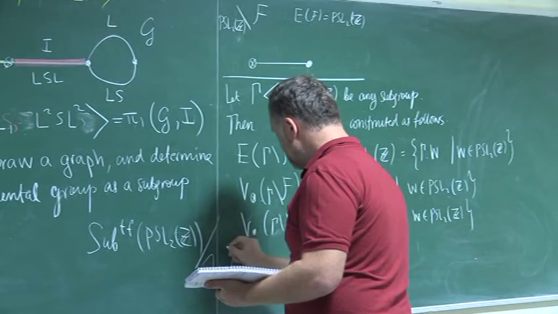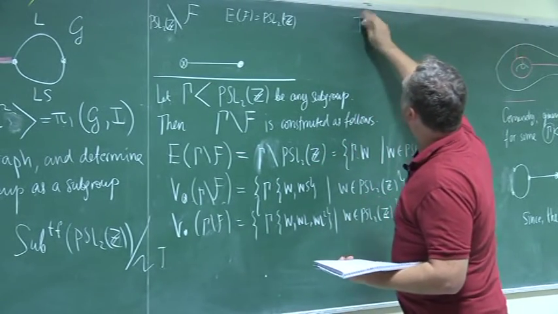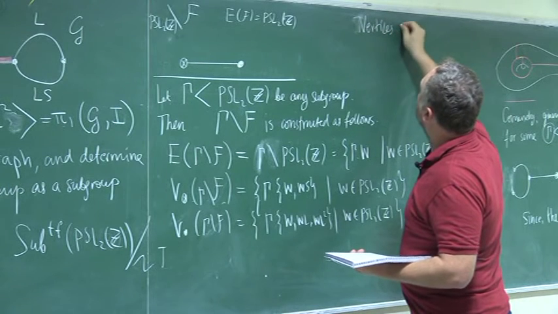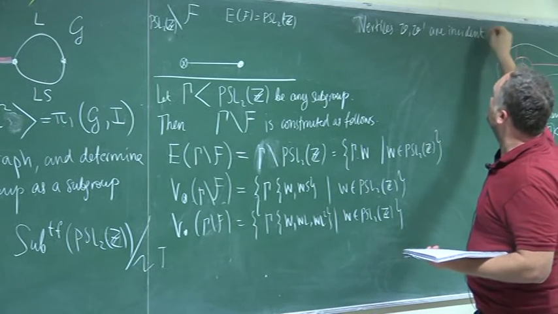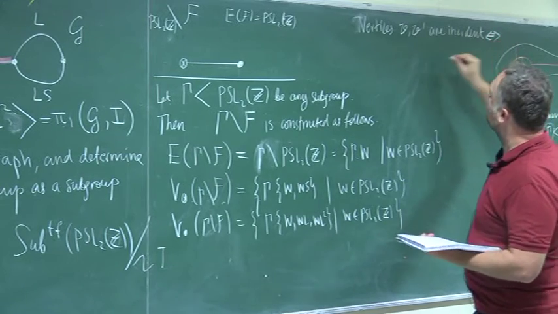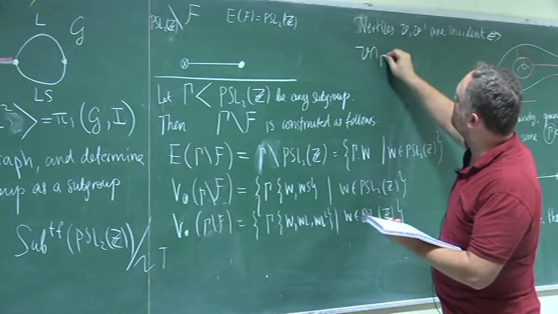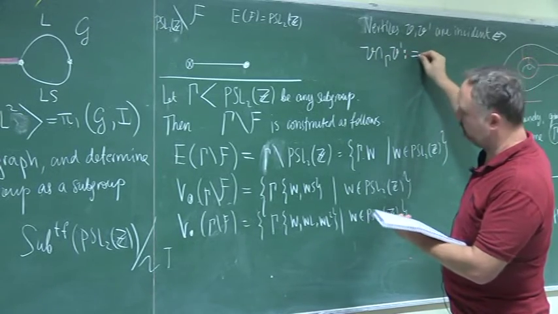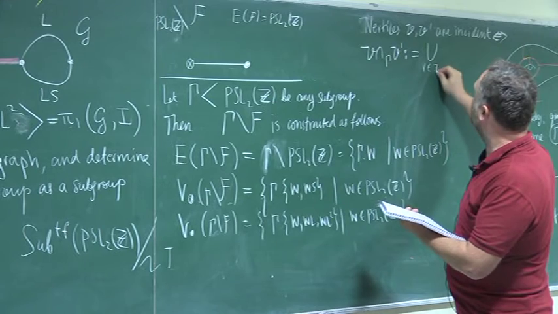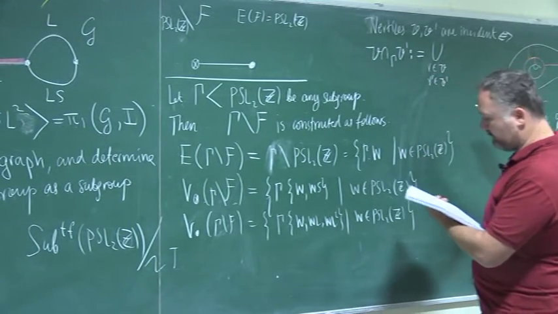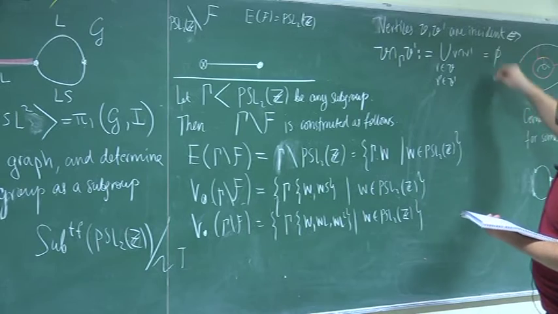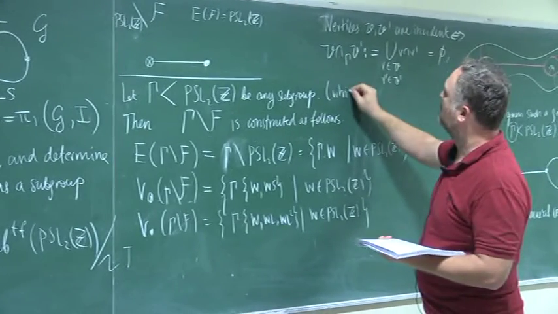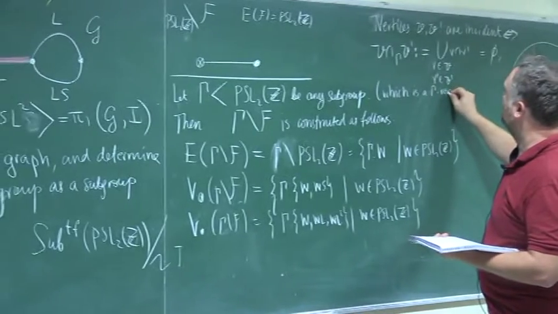So, two vertices V and V prime are incident if and only if V intersection gamma V prime, which is defined to be the union of mu intersection mu prime over mu in V, mu prime in V prime, is non-empty, and which is a gamma coset if non-empty. So these two are incident if and only if this is non-empty.